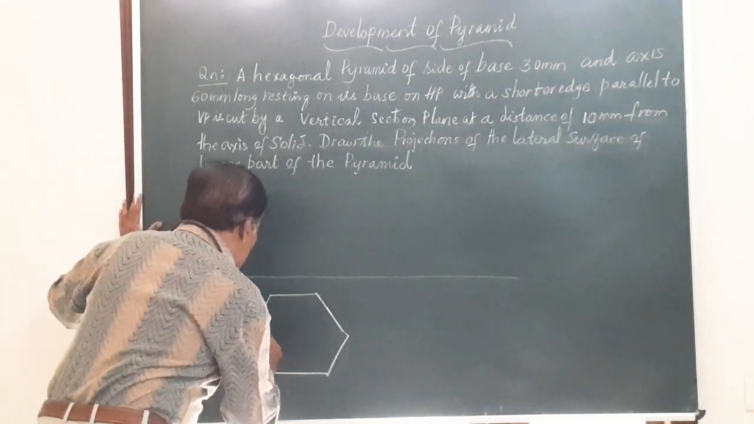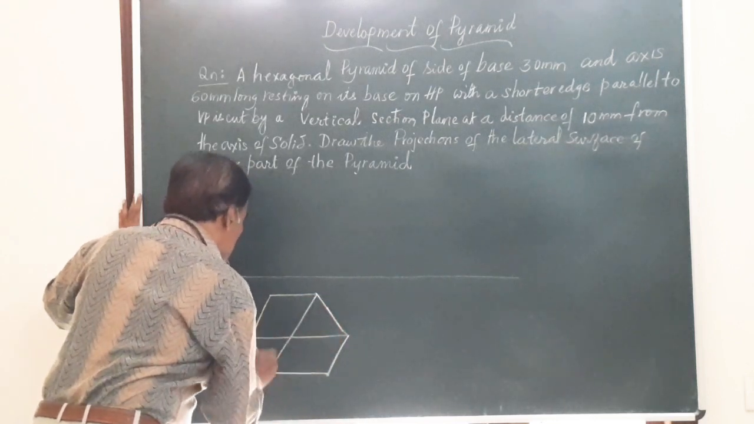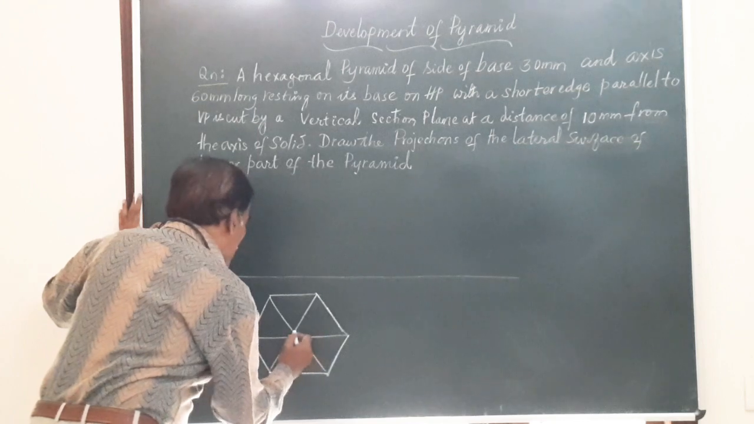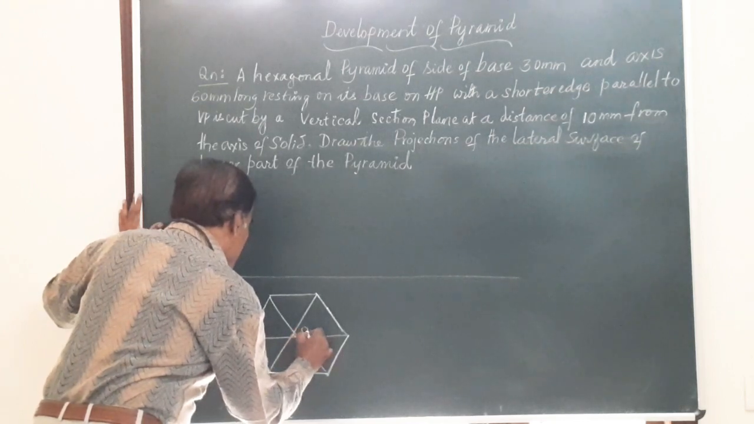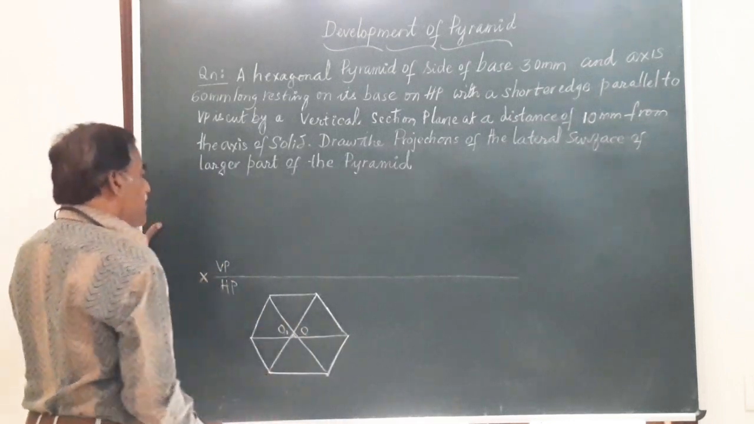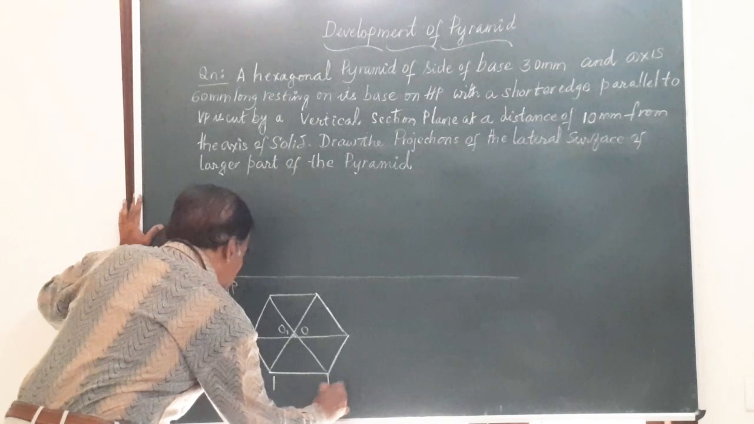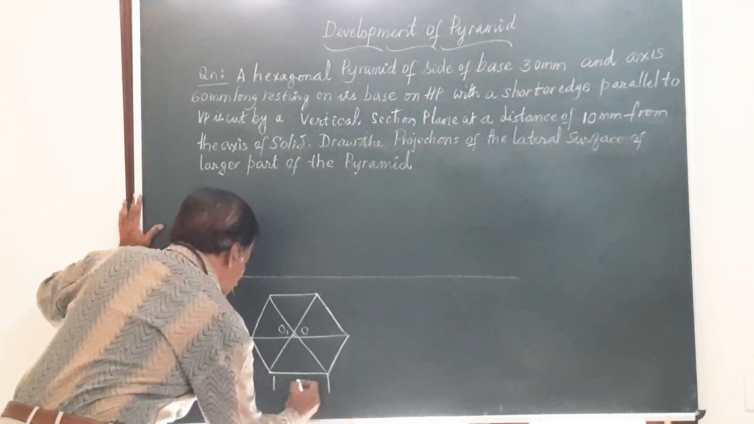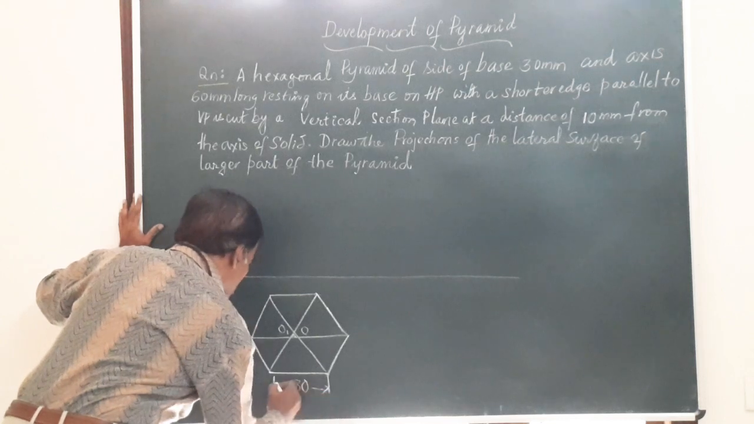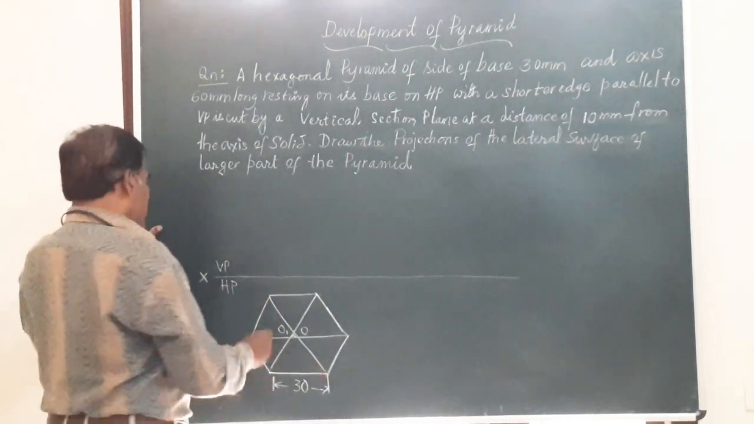I am going to join all these diagonals. So all these meet at a common point, which we call O. O is the center of the top face, O1 is the center of the bottom face, and this is the top view of the hexagonal pyramid, which has a dimension of the shorter edge as 30 mm. That is specified in the problem. And let us obtain the corresponding front view I have shown you.